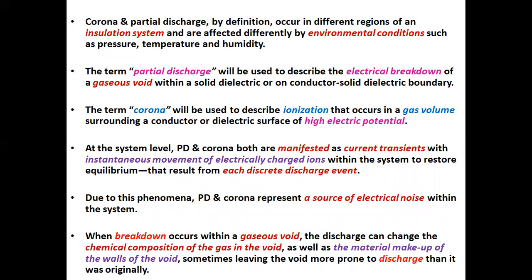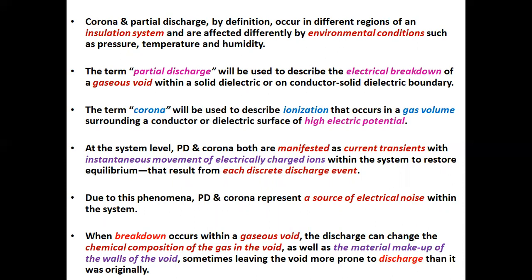At the system level, partial discharge and corona are both manifested as current transients, with instantaneous movement of electrically charged ions within the system to restore equilibrium, resulting from each discrete discharge event. Due to this phenomenon, partial discharge and corona represent a source of electrical noise within the system.